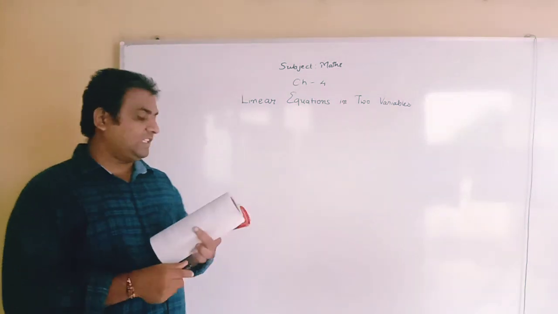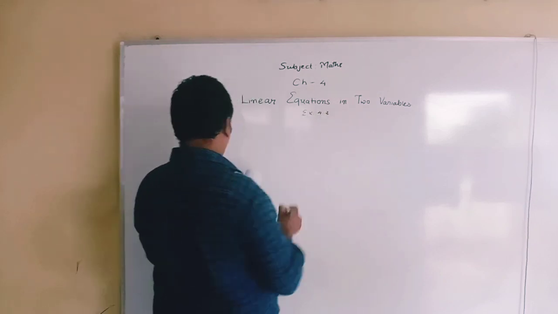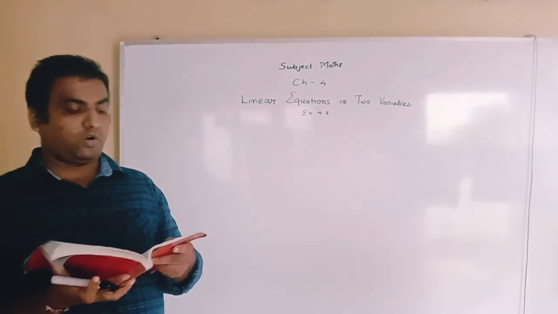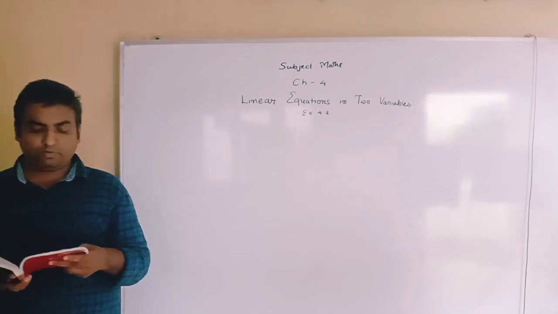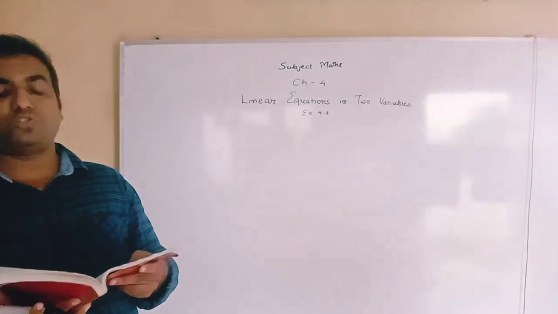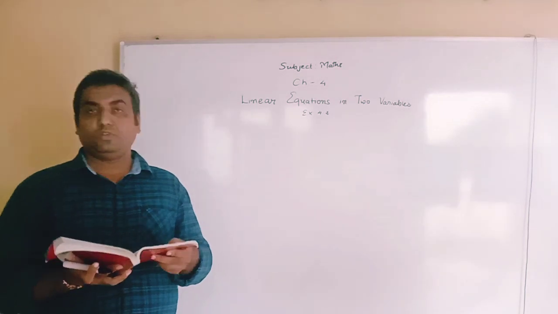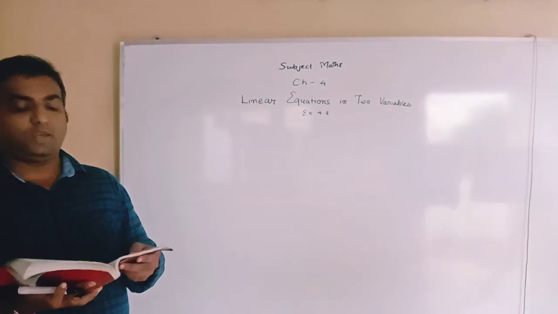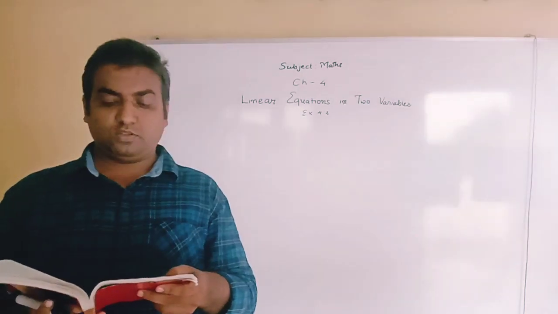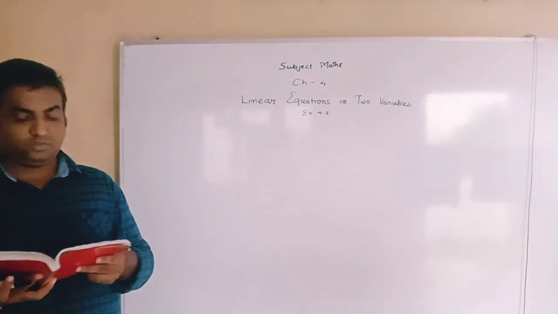Let's see exercise 4.2. Question one is: which one of the following options is true for y equals 3x plus 5: unique solution, only two solutions, or infinitely many solutions? Now we know that y equals 3x plus 5 is a linear equation in two variables, and a linear equation in two variables has infinitely many solutions. So the answer to question one is infinitely many solutions.